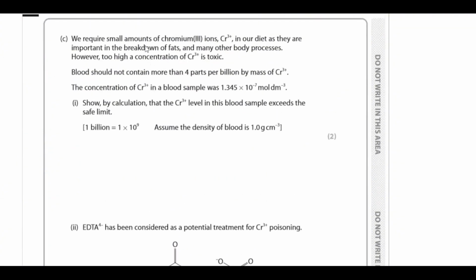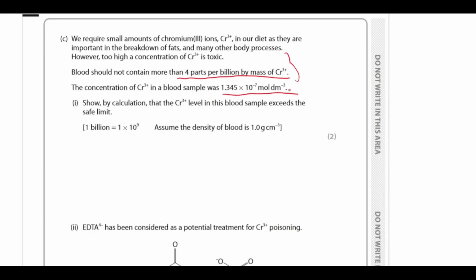Again, they said we require small amounts of chromium 3 ions in our diet. All right. So the next question here is: show by calculation that the concentration of the Cr3+ level in this blood sample exceeds the safe limit. That's basically the safe limit provided. That means it should be less than 4 parts per billion. Okay, we can do it in many ways. At first, let's do this.